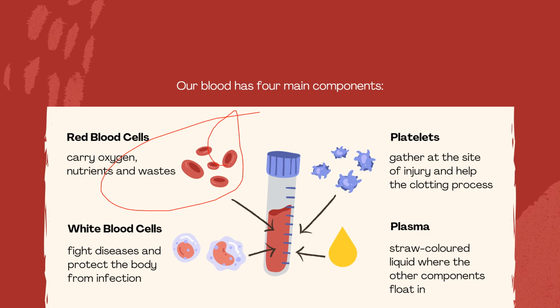The second one is the platelets. You can see this one, which gathers at the site of injury and helps the clotting process. When you get an injury, you can see the platelets there, white in color. Then white blood cells fight against diseases and protect the body from infection. And the plasma, the last one, is a straw-colored liquid in which the other components float.